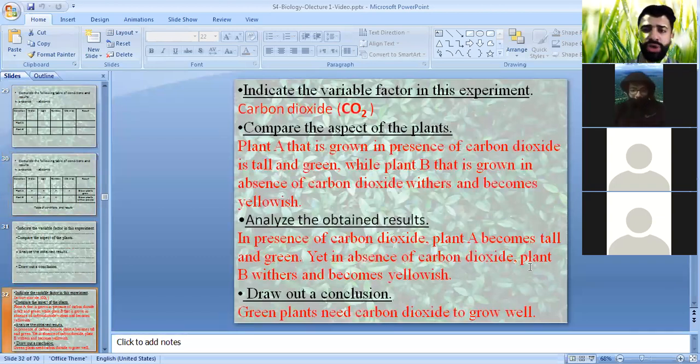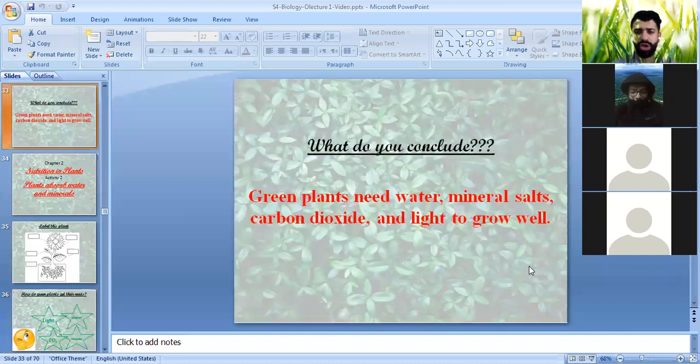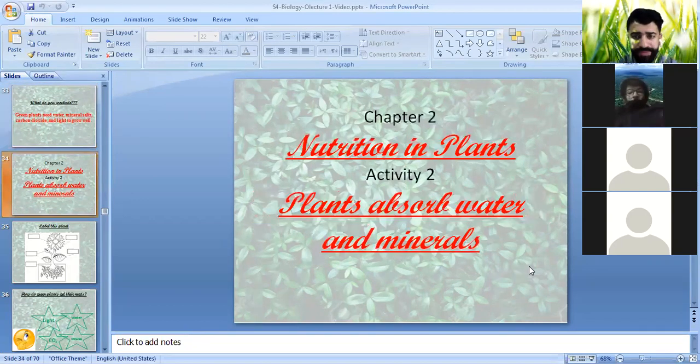And plant A that's grown in the presence of this variable, carbon dioxide, stays green, while plant B that's grown in the absence withers and becomes yellowish. So the conclusion: they need CO2. So as a conclusion, you have to know that green plants need 4 essential elements. They need water, they need mineral salts, they need CO2, and they need light to grow well.